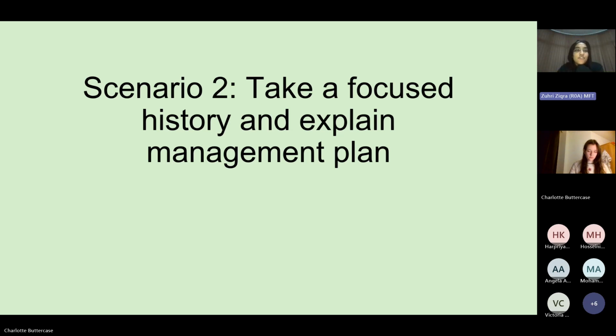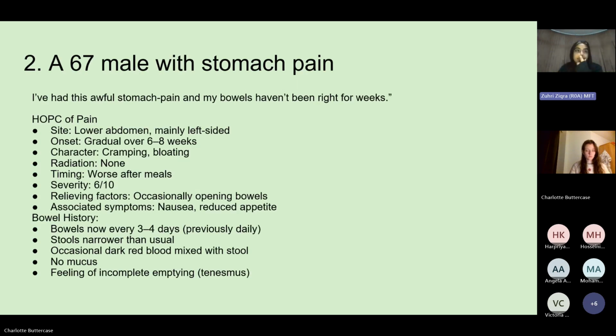So scenario 2 was this 67-year-old male or woman with a stomach ache. So essentially it was the fact that they've had this awful stomach ache, bowels haven't been right. History of presenting complaint, if you had ascertained all of it was in the lower abdomen, mainly left-sided, gradual onset around 6 to 8 weeks now, bit of cramping, bit of bloating. They've noticed it worst after a meal or meals. 6 out of 10, occasionally opening bowels.